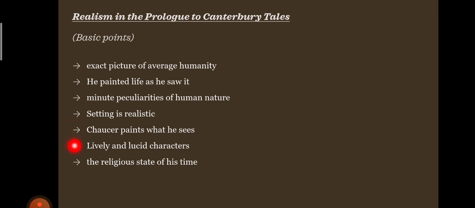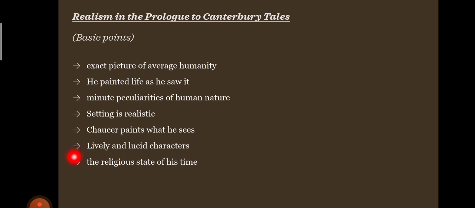The second last point is that Chaucer's characters were very lively and lucid. They were simple men and women as they were in that time. And Chaucer describes them as he saw them during his traveling or his journey.